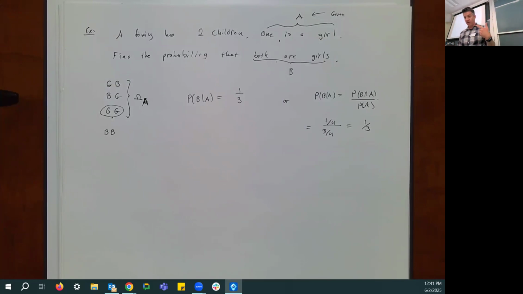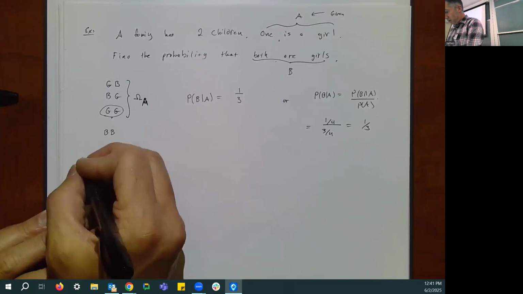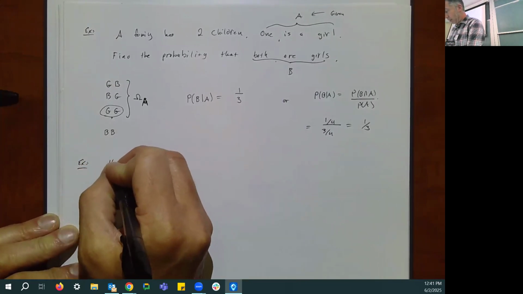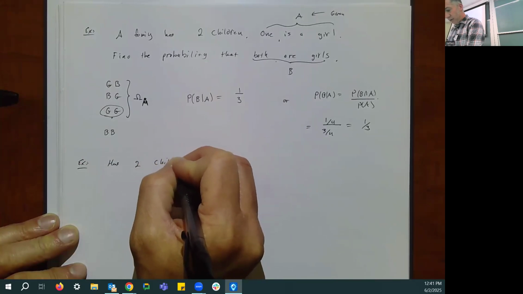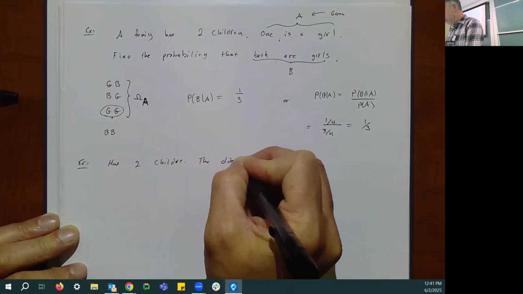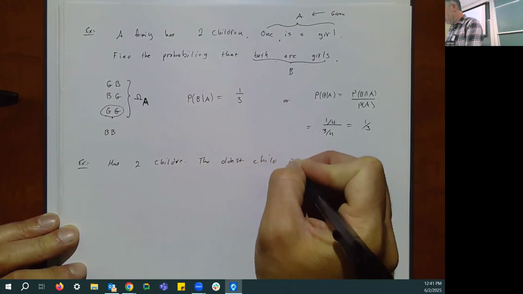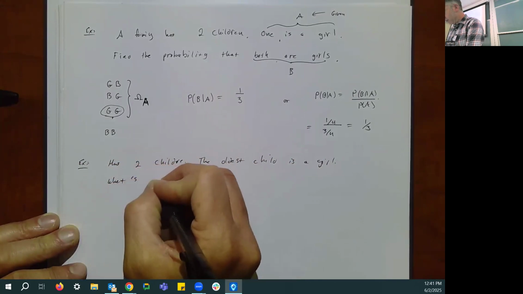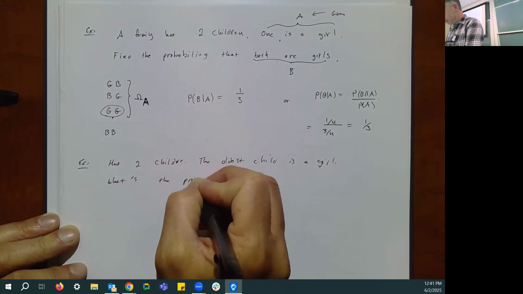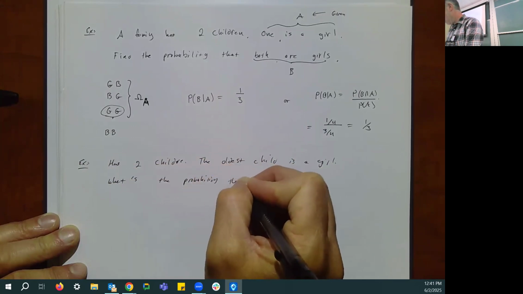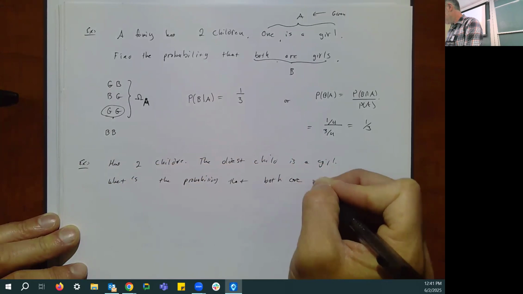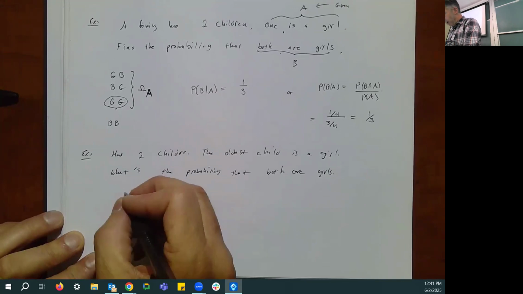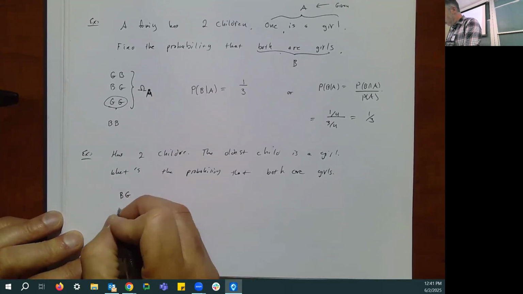Whereas if I'd written this problem in just a slightly different way: another family has 2 children, and now we're told the oldest child is a girl. What's the probability that both are girls? Well, now our reduced sample space is smaller. You could either have boy, girl, or girl, girl.